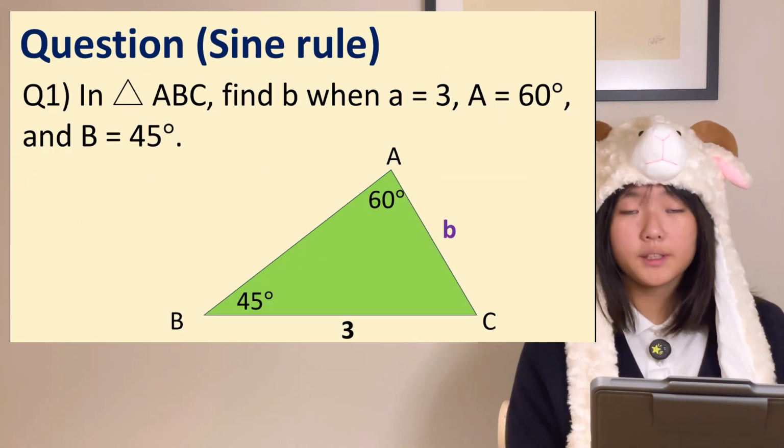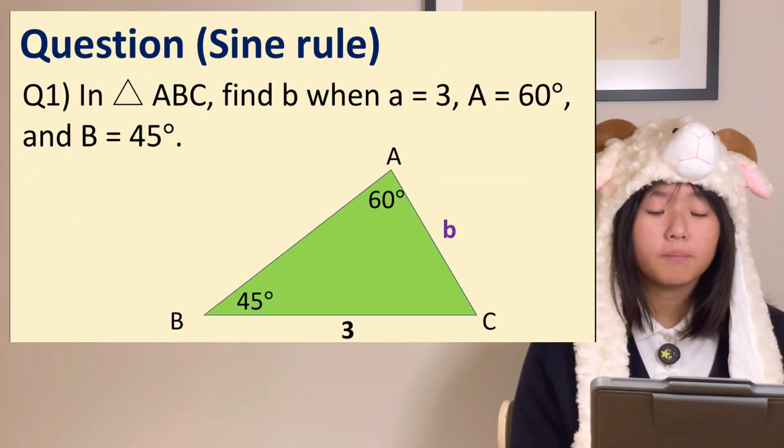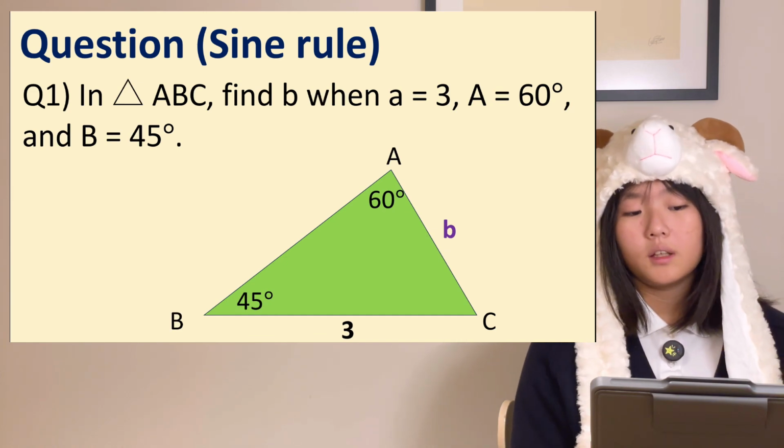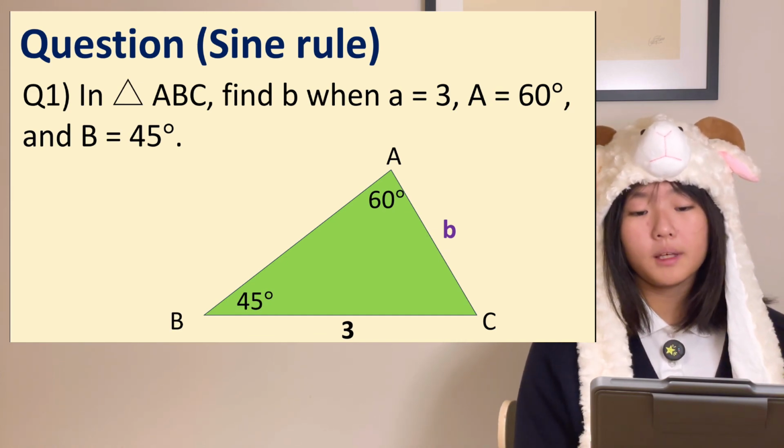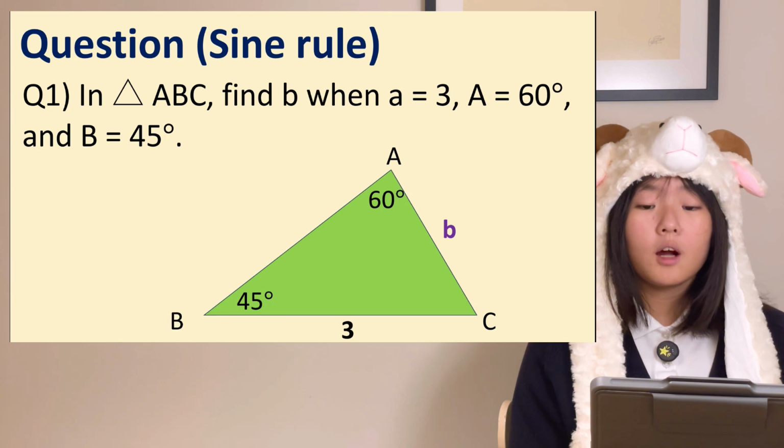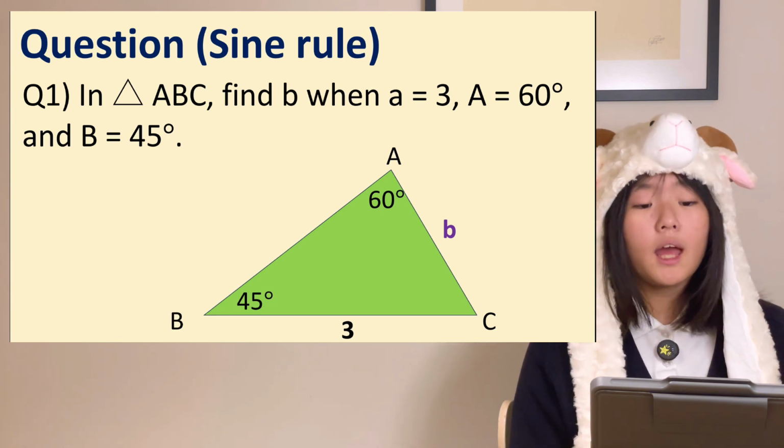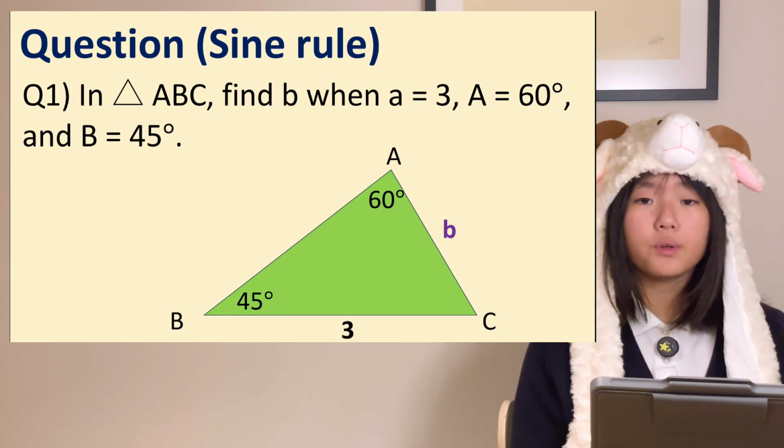Now, I'll give you a few questions to see if you understood well. Number 1. In the triangle ABC, find b when a equals 3, uppercase A equals 60 degrees, and uppercase B equals 45 degrees.